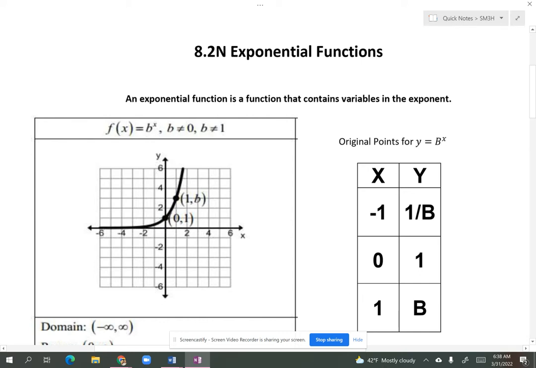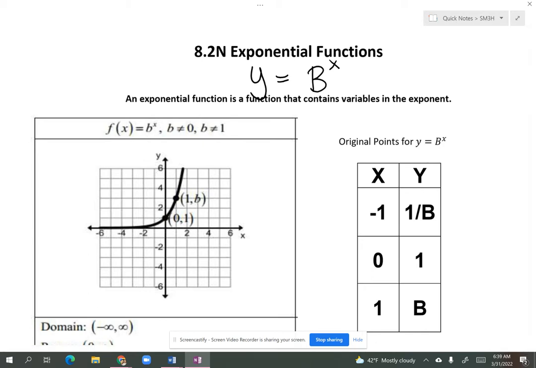Okay, you guys, 8.2 is all about exponential functions and specifically graphing them, what the graphs look like, and what transformations happen to these graphs. If we remember from last time, the most basic parent function for exponential functions would be y equals some base to some exponent, where the x is in the exponent, okay?